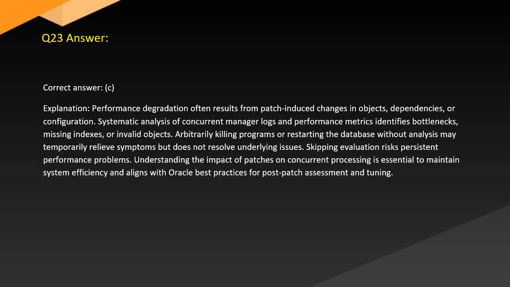Answer. Correct answer: C. Explanation. Performance degradation often results from patch-induced changes in objects, dependencies, or configuration. Systematic analysis of concurrent manager logs and performance metrics identifies bottlenecks, missing indexes, or invalid objects. Arbitrarily killing programs or restarting the database without analysis may temporarily relieve symptoms but does not resolve underlying issues. Skipping evaluation risks persistent performance problems. Understanding the impact of patches on concurrent processing is essential to maintain system efficiency and aligns with Oracle best practices for post-patch assessment and tuning.